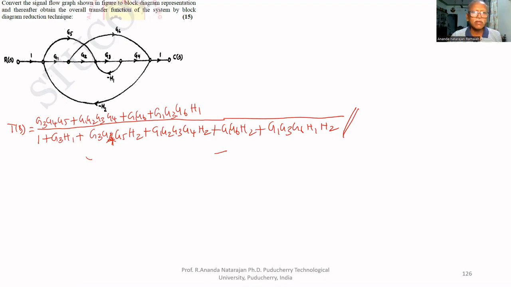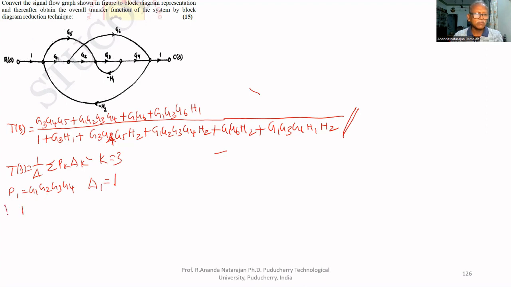For Mason's gain formula, let us check the answer. T of S equal to 1 by delta sigma Pk delta K. How many forward paths? 3 forward paths are there. Therefore, K equal to 3. So first forward path P1 equal to G1, G2, G3, G4. No part of graph which is not touching the forward path, therefore delta 1 equal to 1.